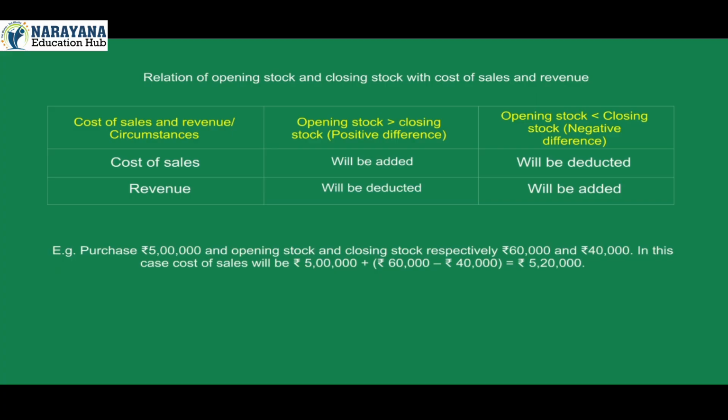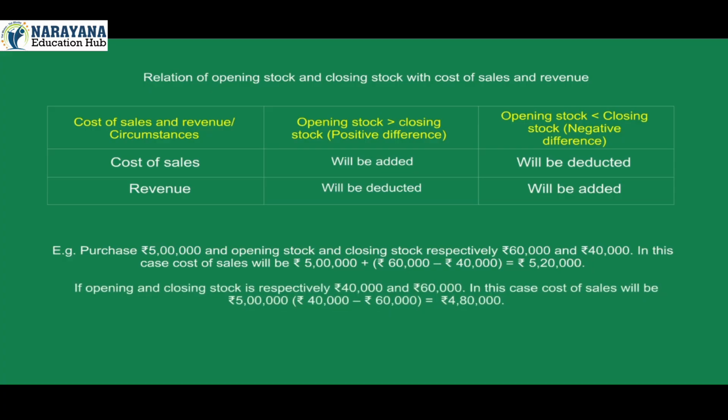Example: purchase rupees 5 lakh, and opening stock and closing stock respectively rupees 60,000 and rupees 40,000. In this case, cost of sales will be rupees 5 lakh plus, in bracket, rupees 60,000 minus rupees 40,000, is equal to rupees 5 lakh 20,000. If opening and closing stock are respectively rupees 40,000 and rupees 60,000, in this case cost of sales will be rupees 5 lakh, in bracket rupees 40,000 minus rupees 60,000, is equal to rupees 4 lakh 80,000.